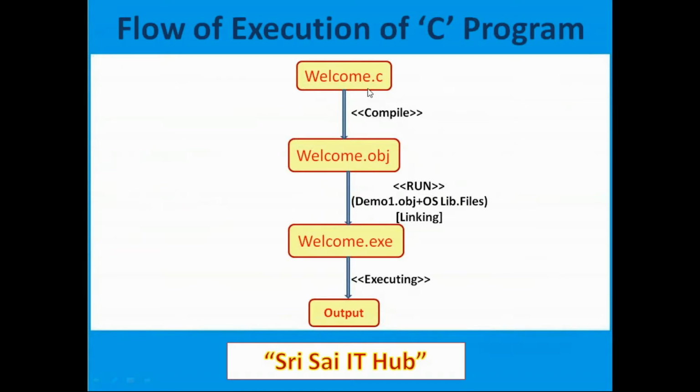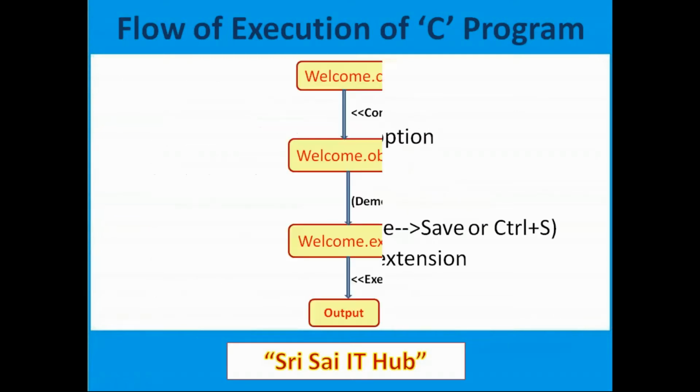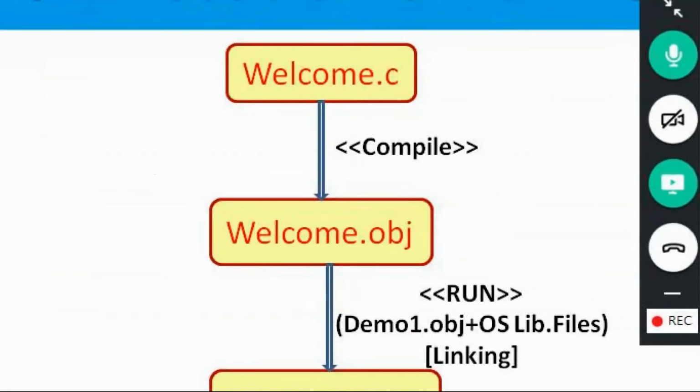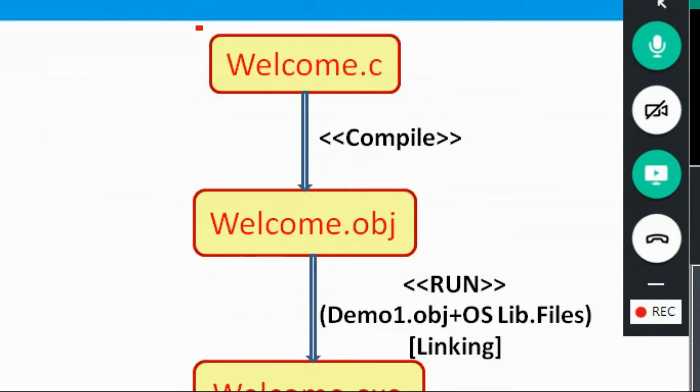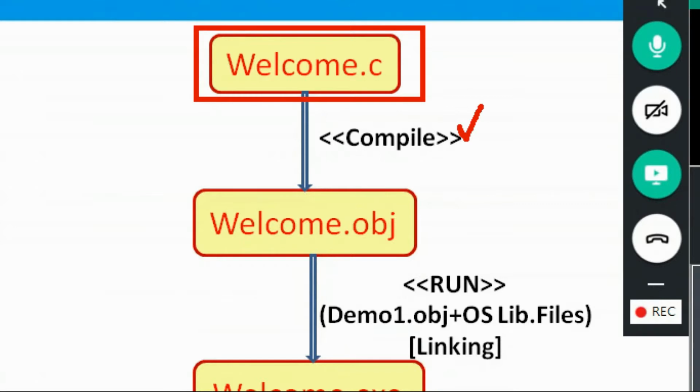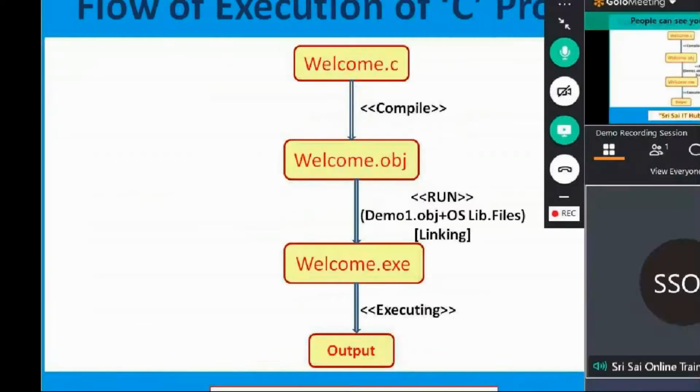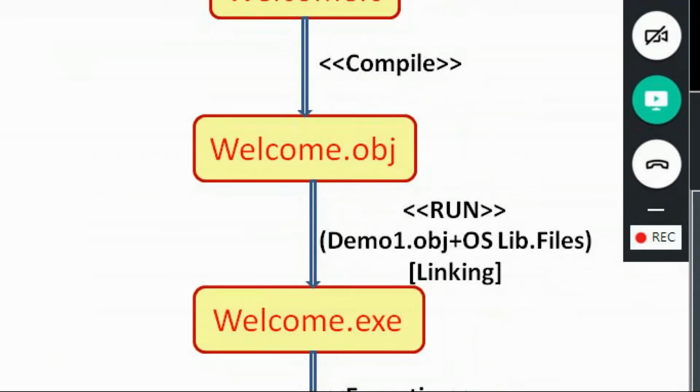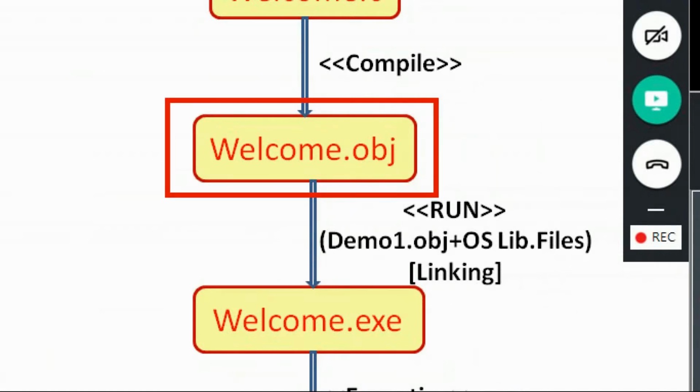First we have to write a C program. Let us say our C program is welcome.c. After writing the C program, we have to compile the program. Once the compilation is done, internally a machine code is generated. And that machine code, we technically call it as .obj code in Windows machine. This machine code is separate for every operating system.